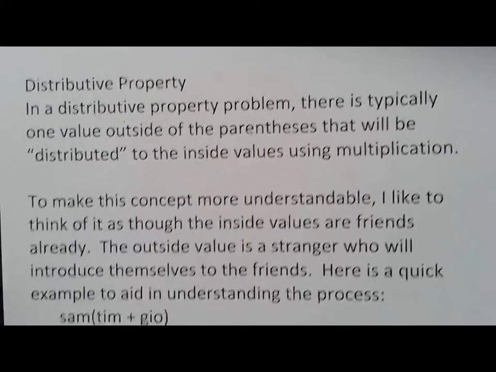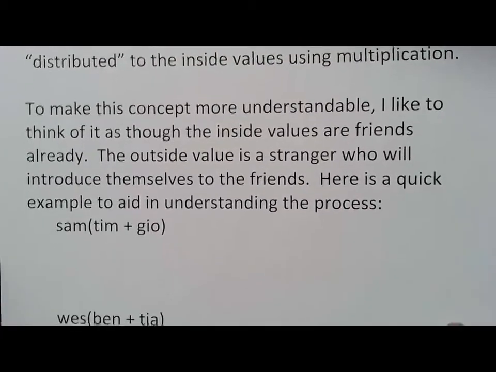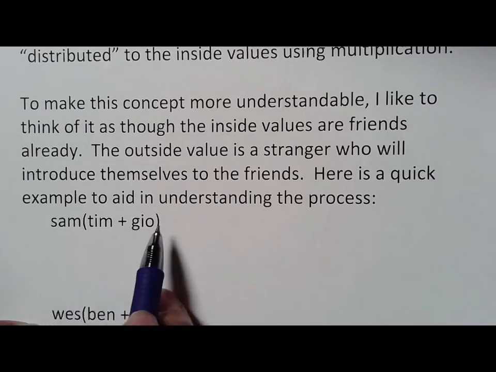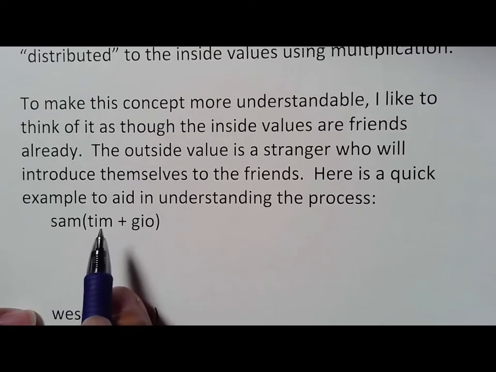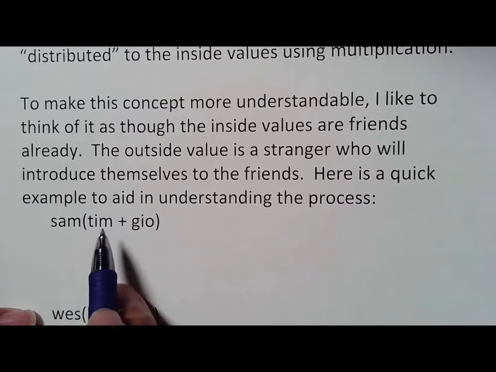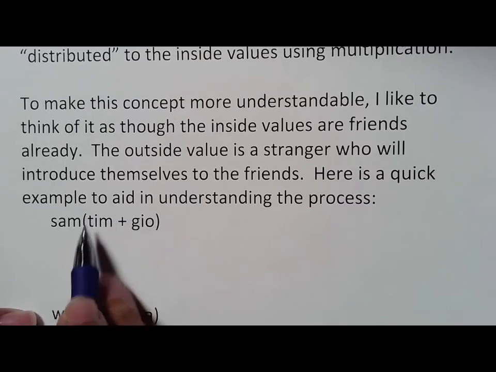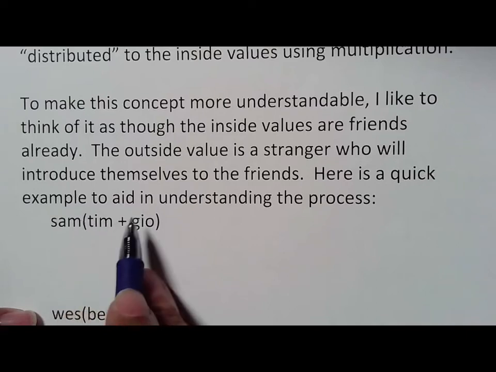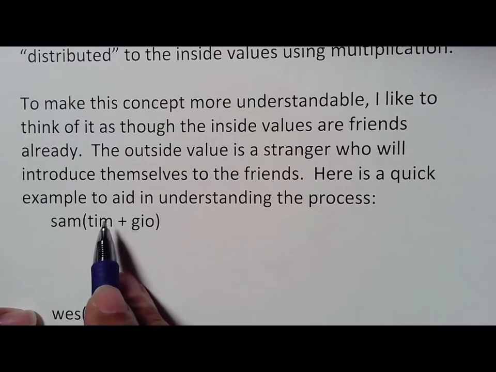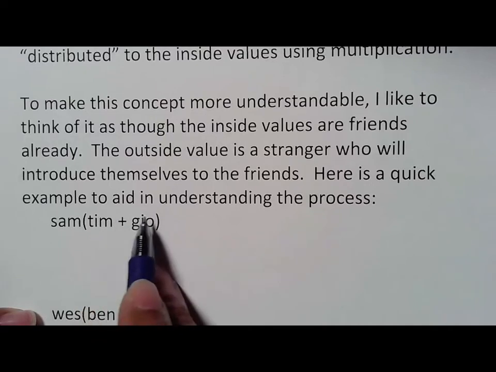To make it more understandable, I like to think of it as though the inside values are friends already, and the outside value is someone who wants to introduce themselves to them. So a quick example, if you see something like this, in this situation, Tim and Geo, and I use small names because I didn't want to have to write long words just to get this done, but Tim and Geo, because they're in parentheses, already know each other. And try to adjust your thinking for this, because if you adjust your thinking, it makes it easier to understand. These 2 already know each other and they're friends.